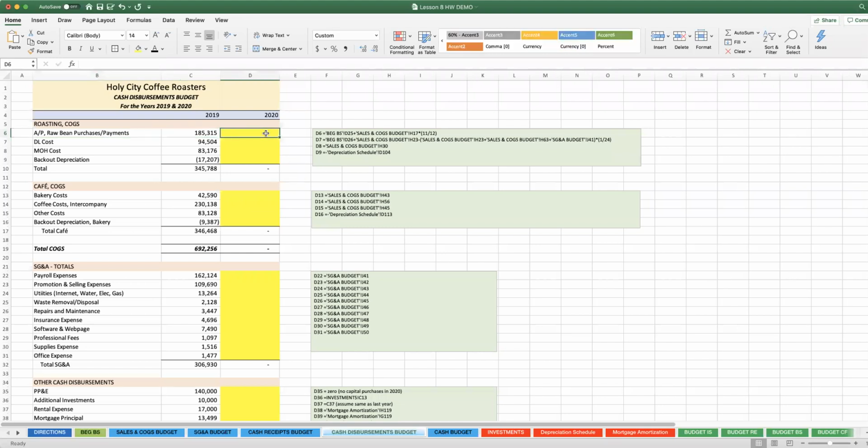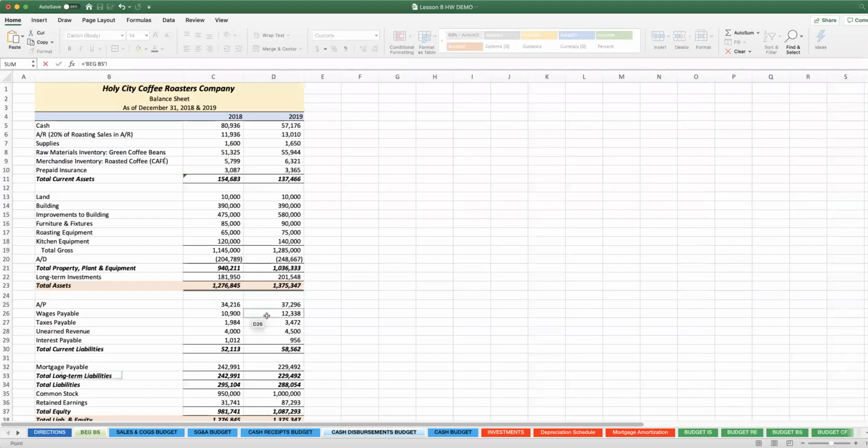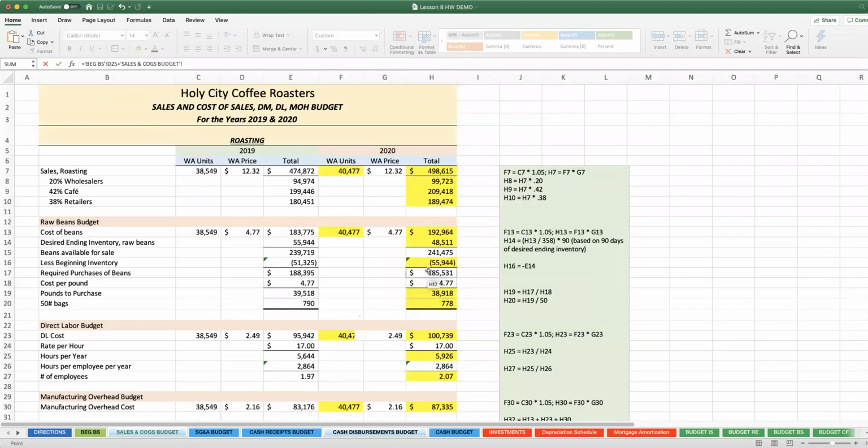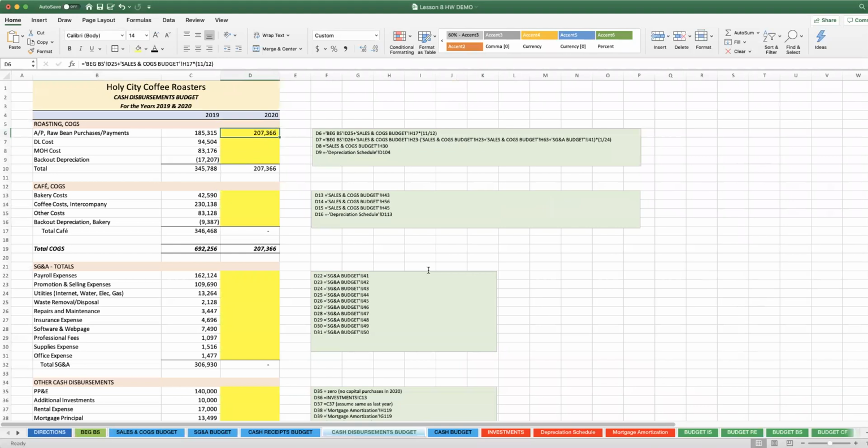So equals, let's start with what we owed at the end of last year right there. And then let's go to that sales and cost of goods sold budget, grab what we purchased and multiply that times 11 divided by 12. Like I said, 1 month of that is not going to get paid until 2021, so you don't want to pick that up. Okay, that's the exact right amount there.